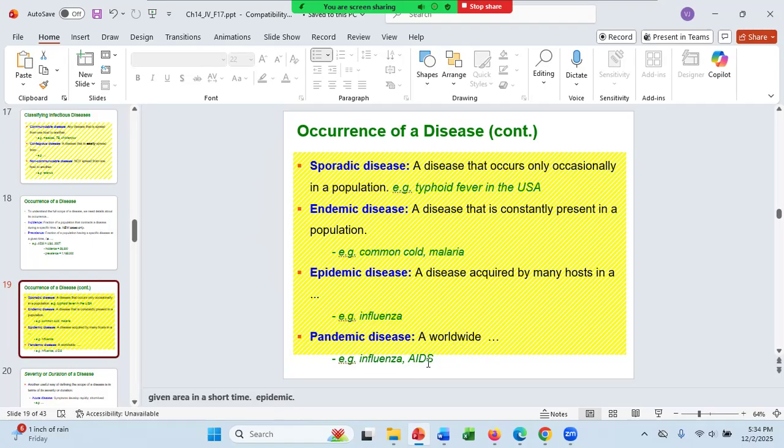Influenza and AIDS are or can be pandemics. I guess AIDS would be a pandemic because before about 1980, it was not even known to be a disease affecting the world, although they have evidence going back from at least 1950 that AIDS was a disease in Africa, spreading at fairly low numbers in Africa.